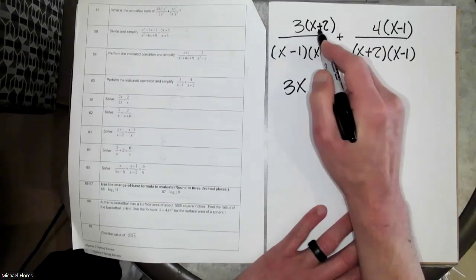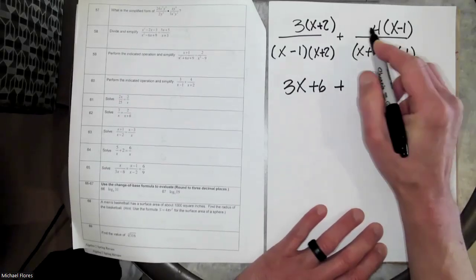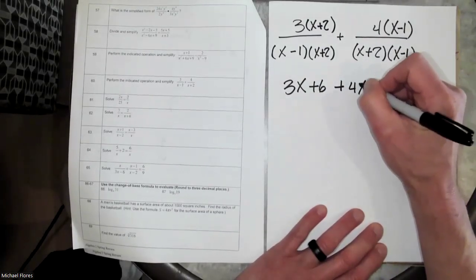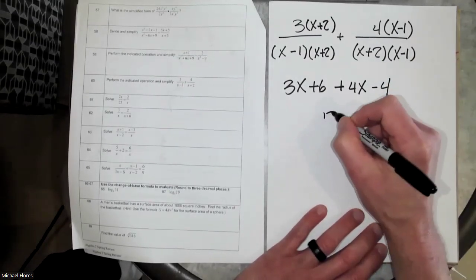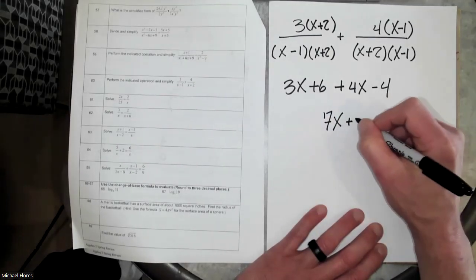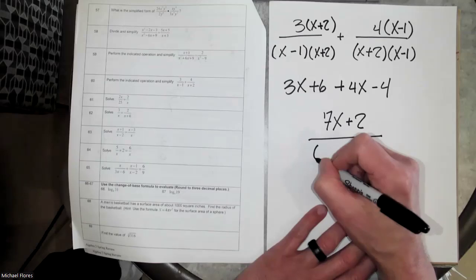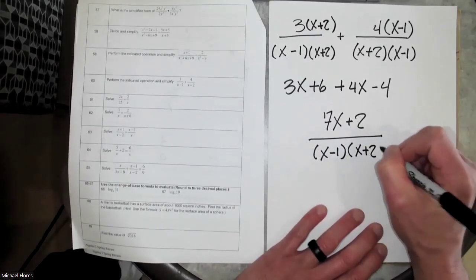Now I'm going to go ahead and distribute: 3 times x, 3x, 3 times 2, plus 4 times x, 4x, 4 times -1. Combine like terms. And now bring back your common denominator. And that's our final answer.